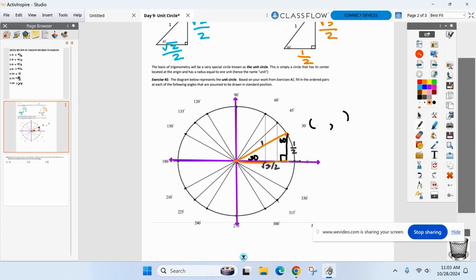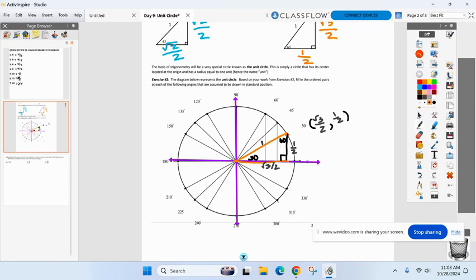Can you tell me what that point is now? On the x-axis, how far did we go over? Radical 3 over 2. And how far up did we go on the y-axis? Half. There's the point at 30 on the unit circle: over radical 3 over 2, up 1/2.